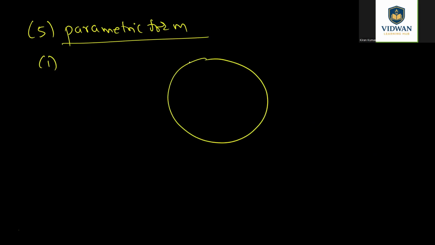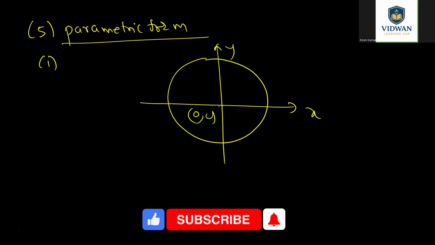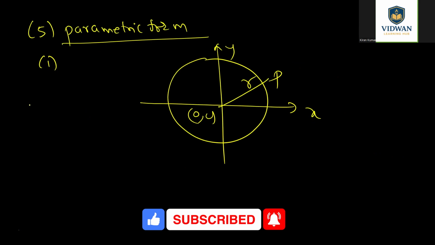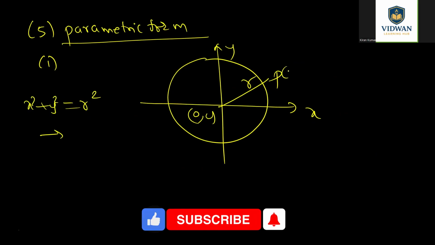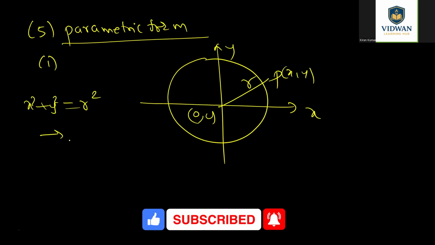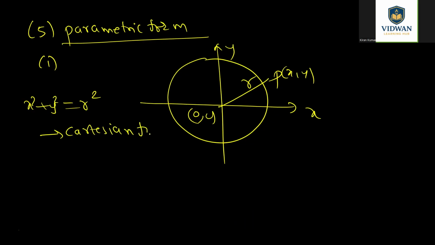Suppose there is a circle whose center is the origin and radius is r. We know that we can write this circle as x square plus y square equal to r square, which is the Cartesian form. So this equation contains x, y, which are Cartesian coordinates, so it is called the Cartesian equation or Cartesian form. Now, what is this parametric form?